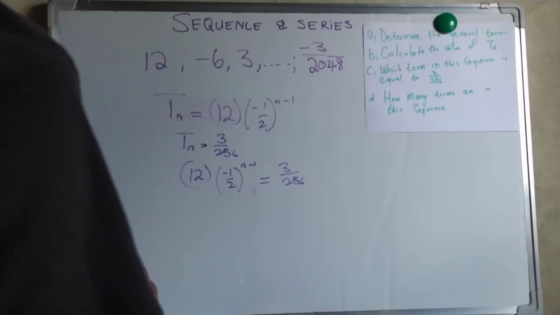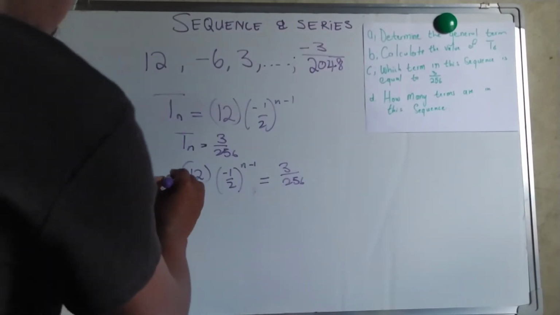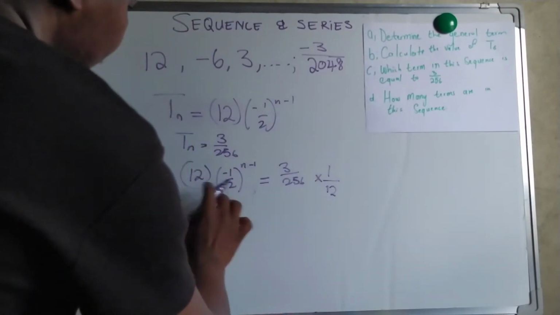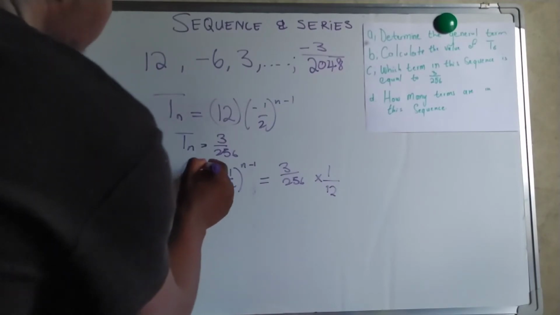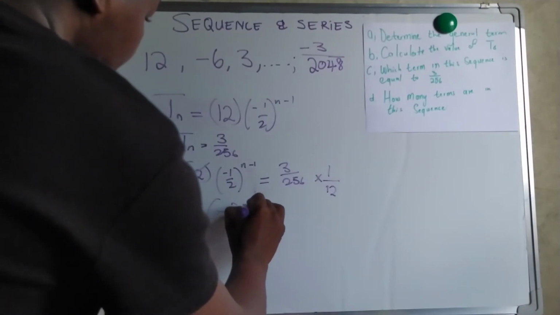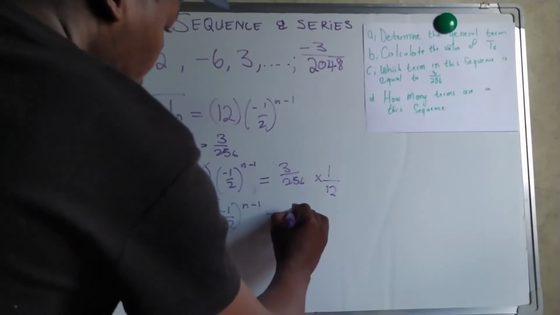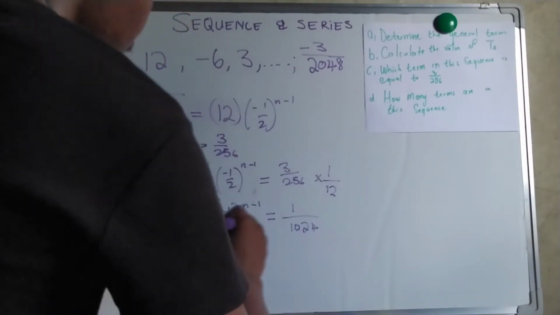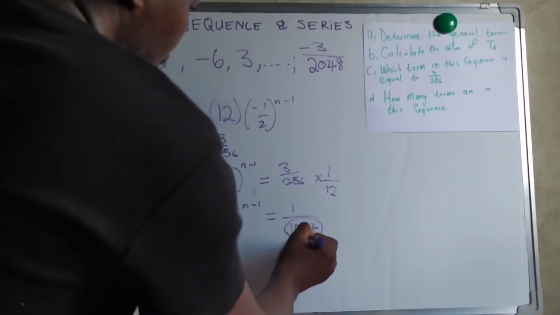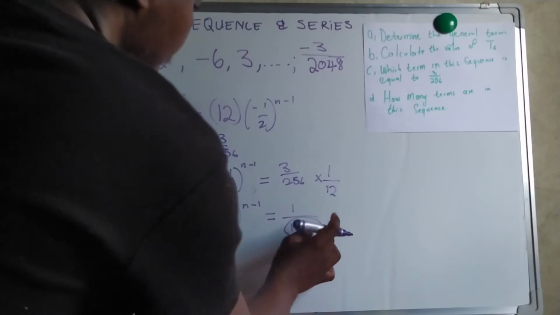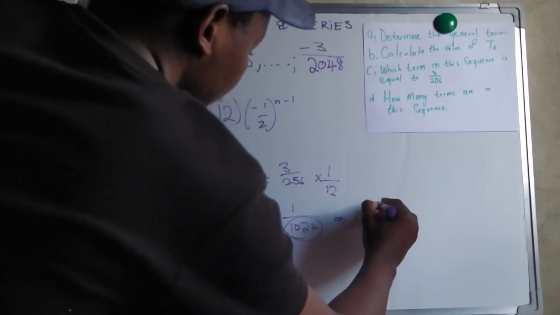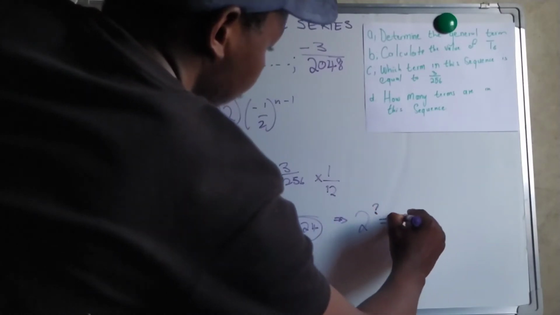Okay, and then what we will do is multiply both sides by 1 over 12. This is the same as dividing by 12 because the 12 is beneath. So this will cancel. Then you'll have negative 1 over 2 to the exponent n minus 1 is equal to 1 over 1024. Okay, so how we proceed from here is we're going to look for a number which has a base of 2 that equates to this. So I can say 2 to the exponent something is equal to 1024.